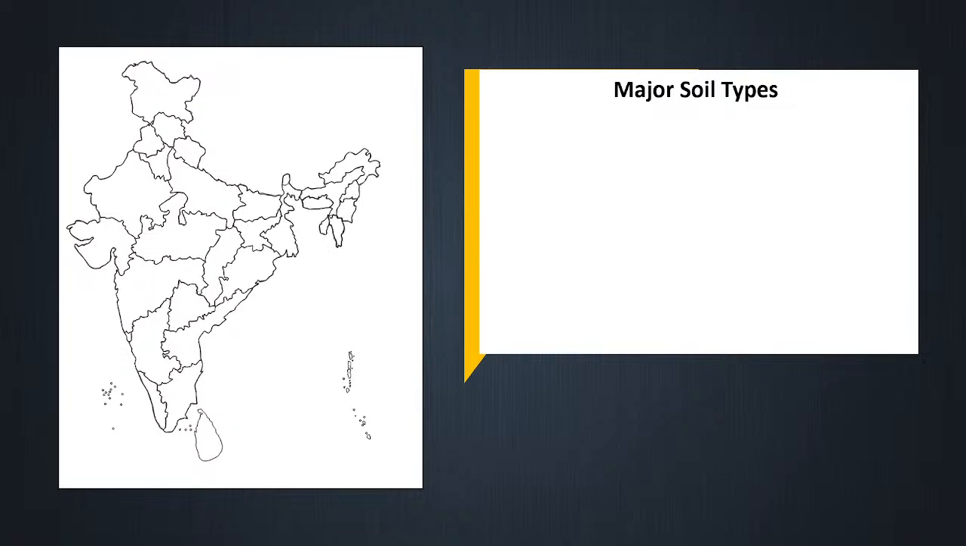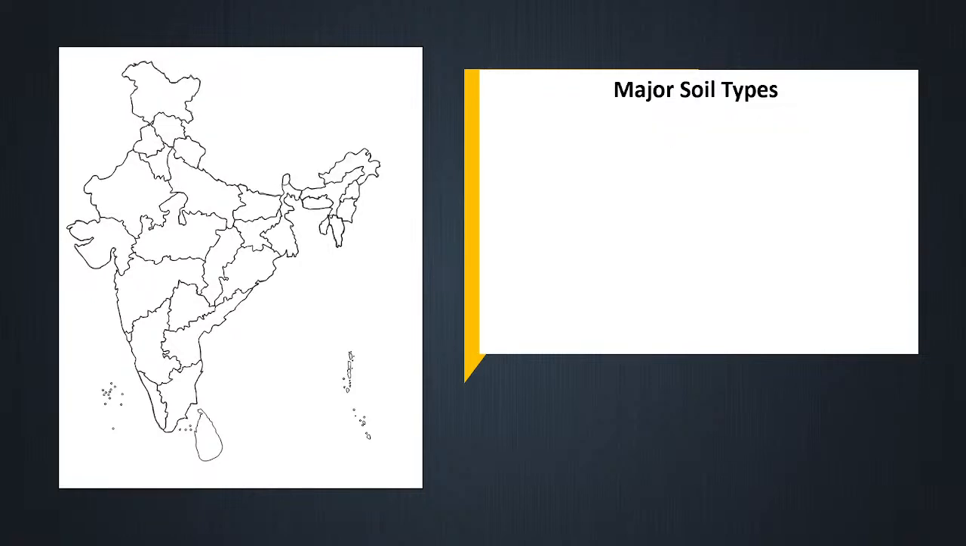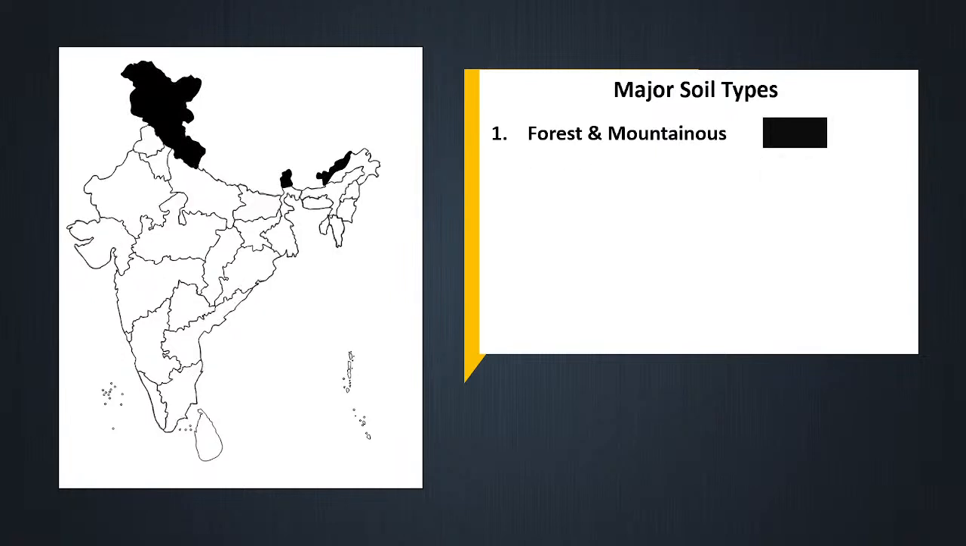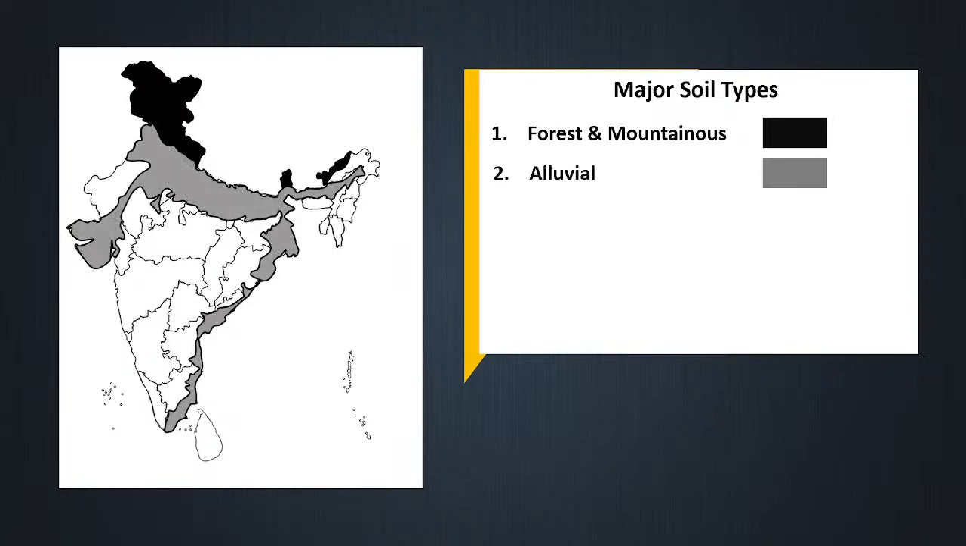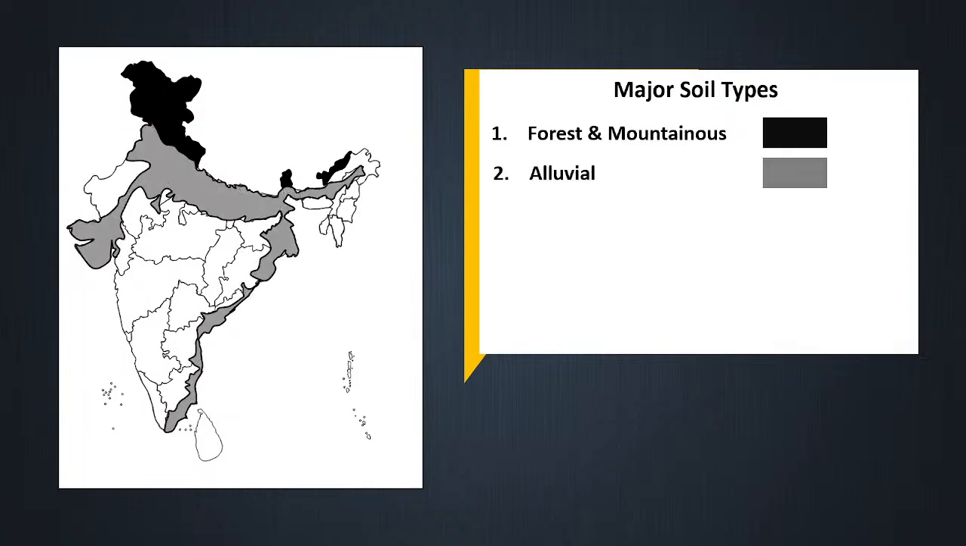Look at this. Major types of soils in India. First is forest and mountain soil. So you can see in Jammu and Kashmir, then Sikkim and then Arunachal Pradesh. Correct? Okay, then second, you see this alluvial soil. Alluvial soil is found in Punjab, Haryana, Uttar Pradesh, Bihar, Assam, West Bengal, Orissa, Andhra Pradesh, Tamil Nadu, Gujarat and Rajasthan. Do you understand? Okay, next.